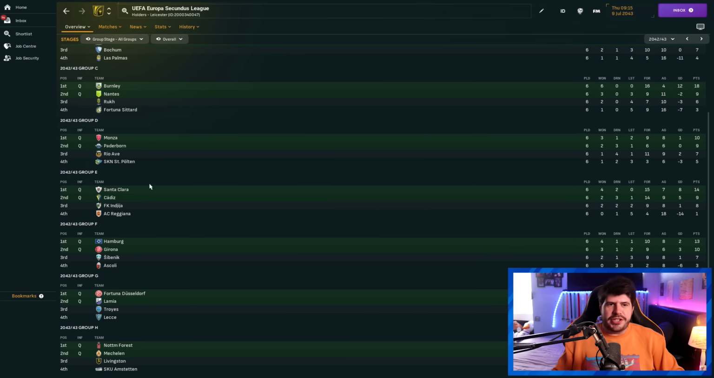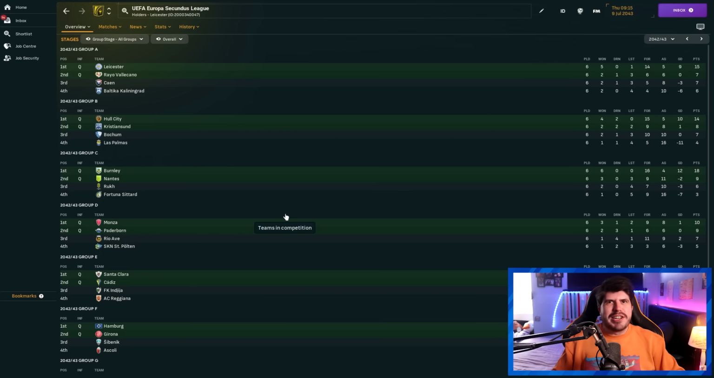Santa Clara actually won a group this time. Nice for them. Cadiz were in there as well. Hamburg, Girona as well. Fortuna Dusseldorf, they can't escape. Lamia also qualified for the knockouts. As did Forest and Mechelen. There was Livingston in there as well. SKU Amstetten too. But what you presumably want to see is the winners.